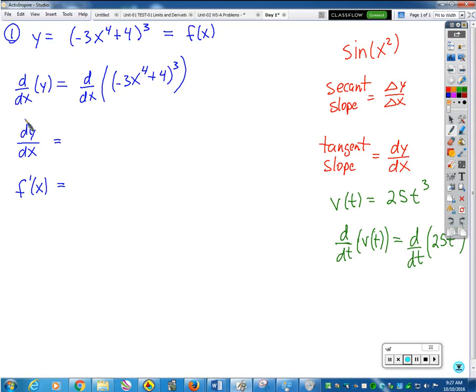We can do something similar here. I've seen this written before: just d of negative 3x to the fourth plus 4, all cubed, all over dx. That means the same thing. Is that what you meant? Yeah. Okay. Anybody else? Questions? Okay, next step.